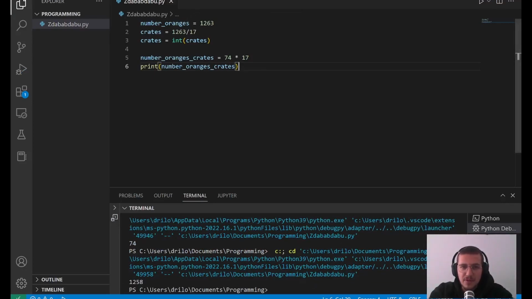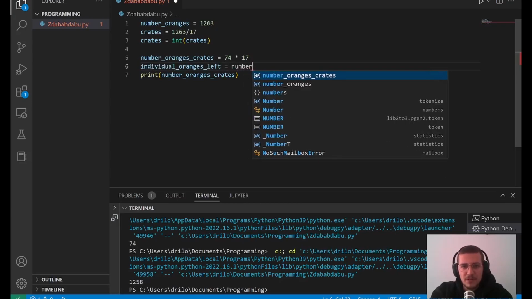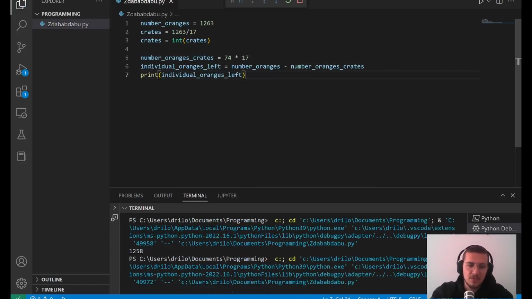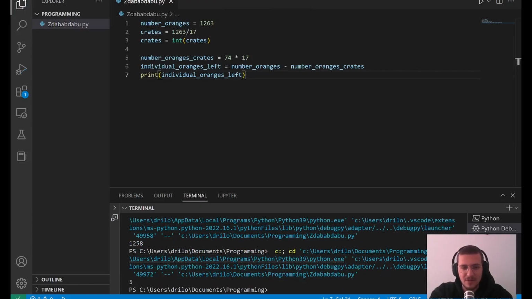In order to find the number of individual oranges left, our number of oranges, the whole number of oranges, minus the number of oranges that are in crates. So if we write it out like this, then it is print out individual oranges left, and it will tell us what the exact number is. It's 5, okay? Because 1,258 plus 5 makes 1,263.